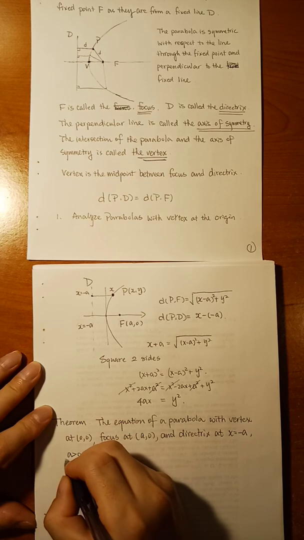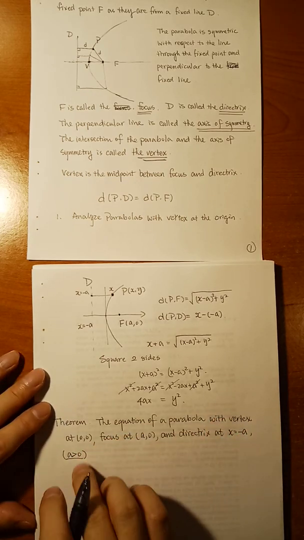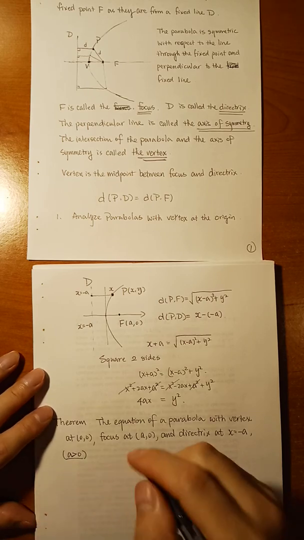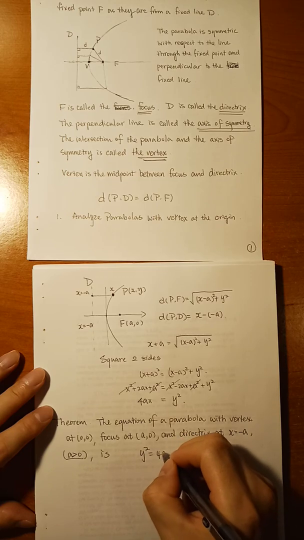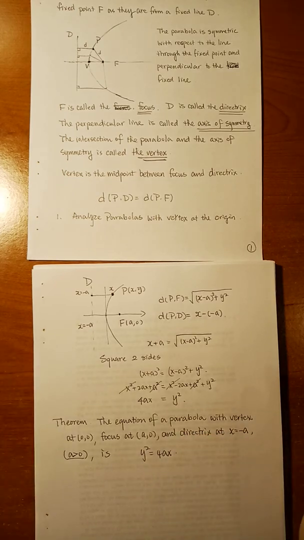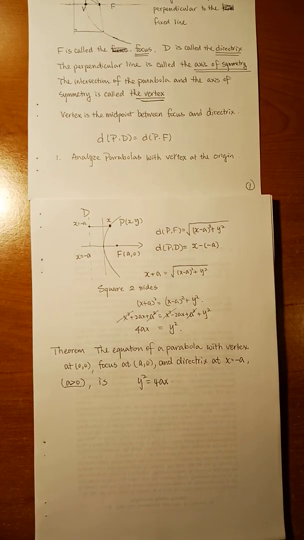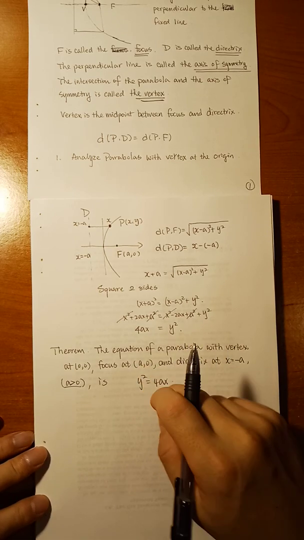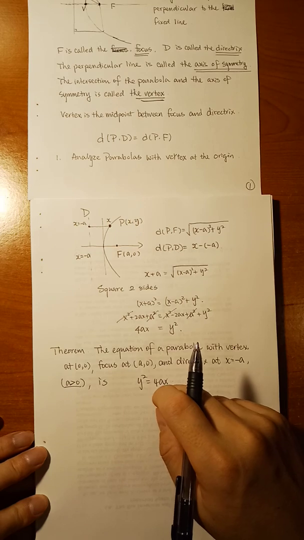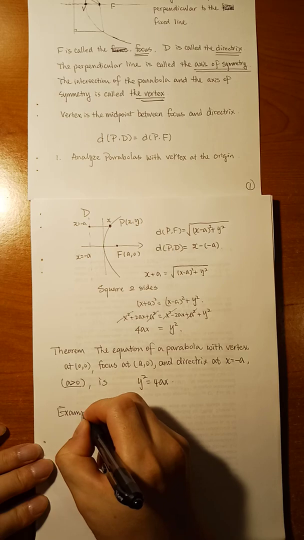a is always positive. In all the discussions of parabolas, this constant a is always positive. This y squared is equal to 4ax. That's the standard equation for the standard position. So the whole equation only depends on this constant a, and it's positive. Okay, so let's see the example. Whenever you see a, you can write down the equation.